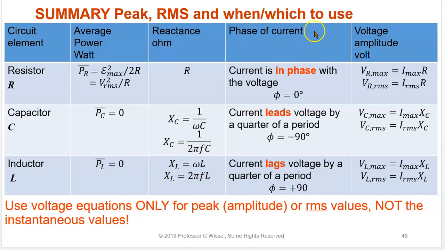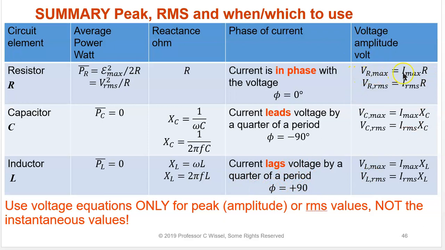The phase of the current here is, for the resistor, in phase, and phi equals 0. For the capacitor, current leads the voltage by a quarter of a period, and phi will then be equal to minus 90. And for the inductor, the current lags the voltage by a quarter of a period, and then phi would be positive 90. The voltage amplitude, of course, the units on this are volts.